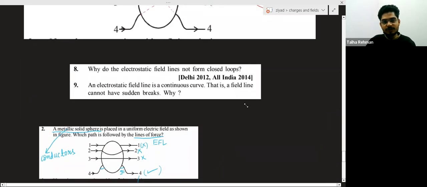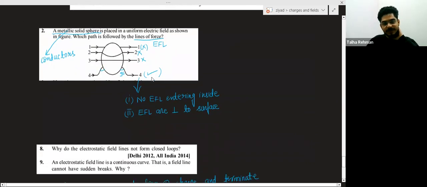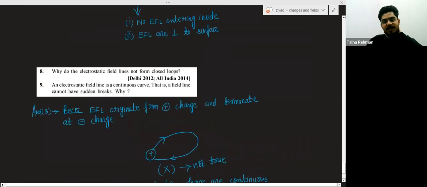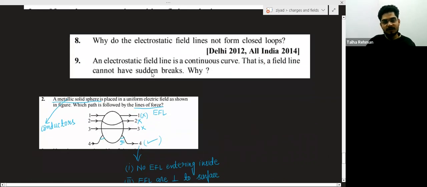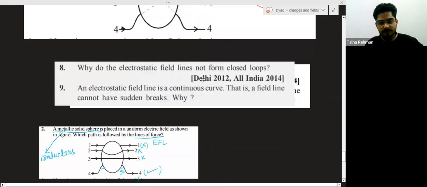Okay, so this is another question. Why do the electric... we did this question in a very detailed manner, I think. Actually, I think there was another teacher who told you this topic.